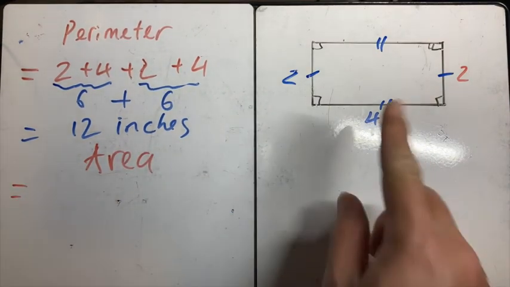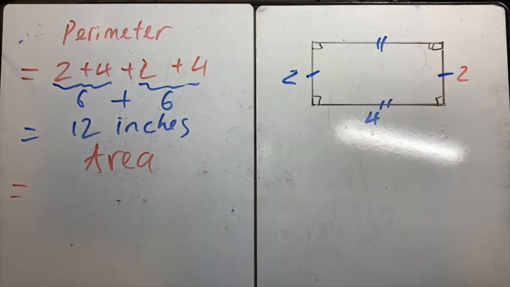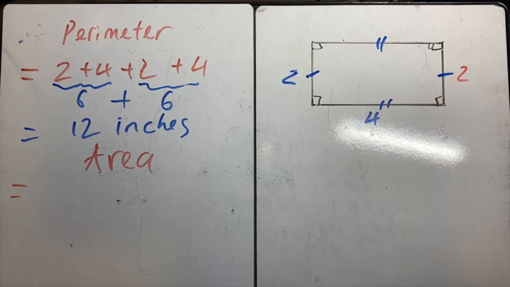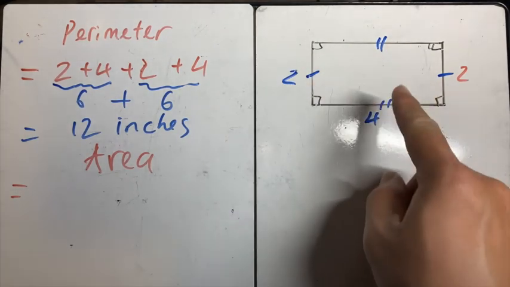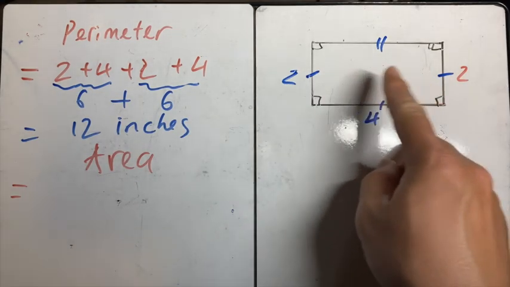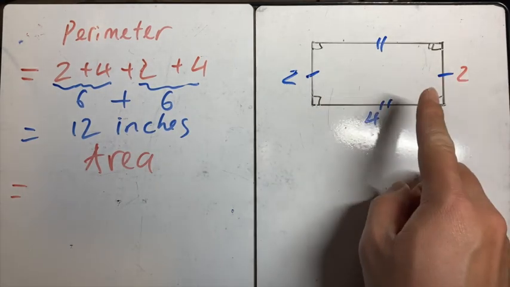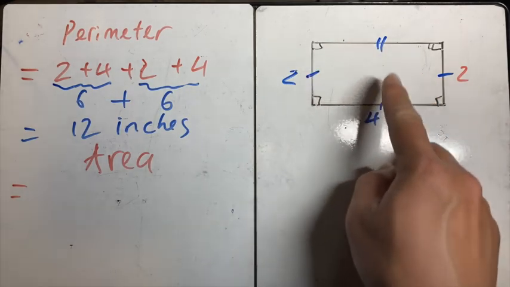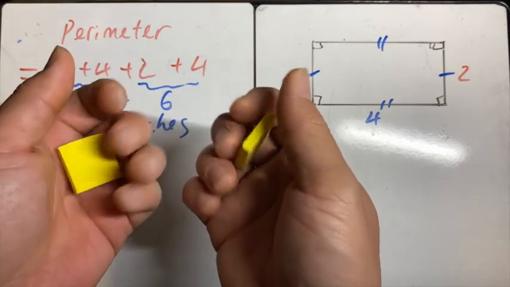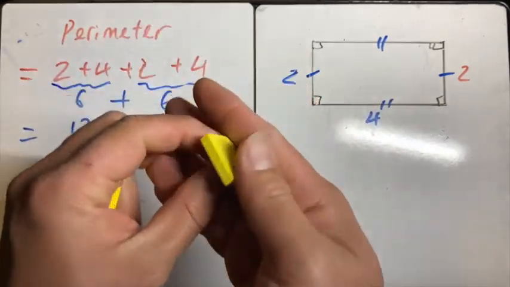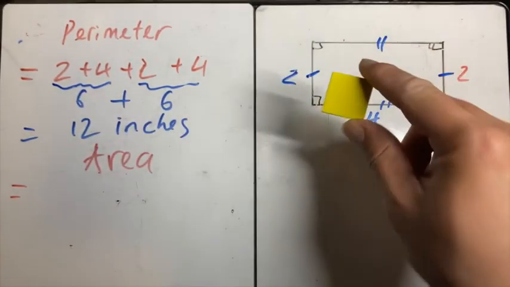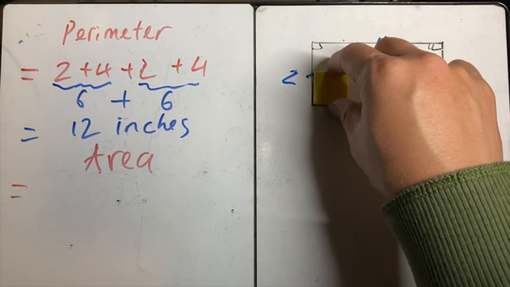So look at this rectangle we have. The area is the amount of space inside the shape. And this one is the rectangle. So we need to find the amount of space inside this rectangle. So Mr. Bui has these square inches here. Each square is 1 inch. Okay, it's a square. So Mr. Bui will put the squares in right here.